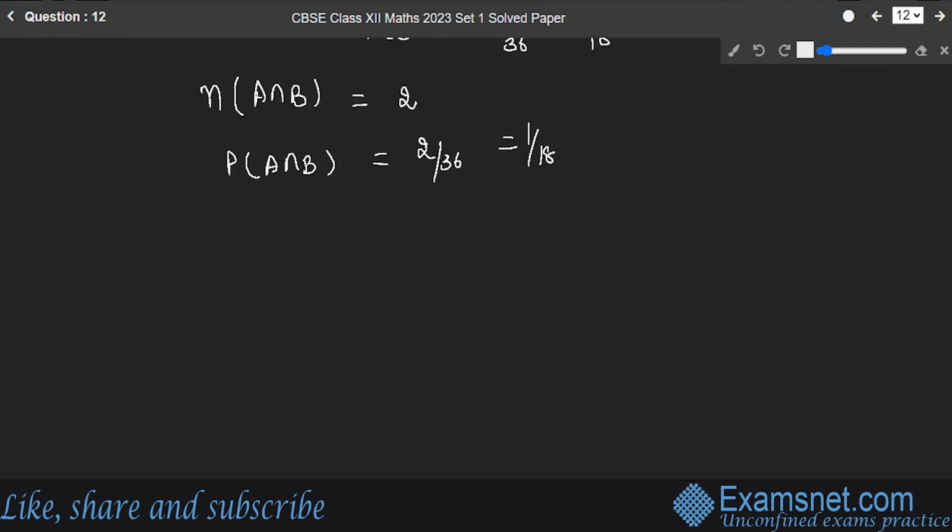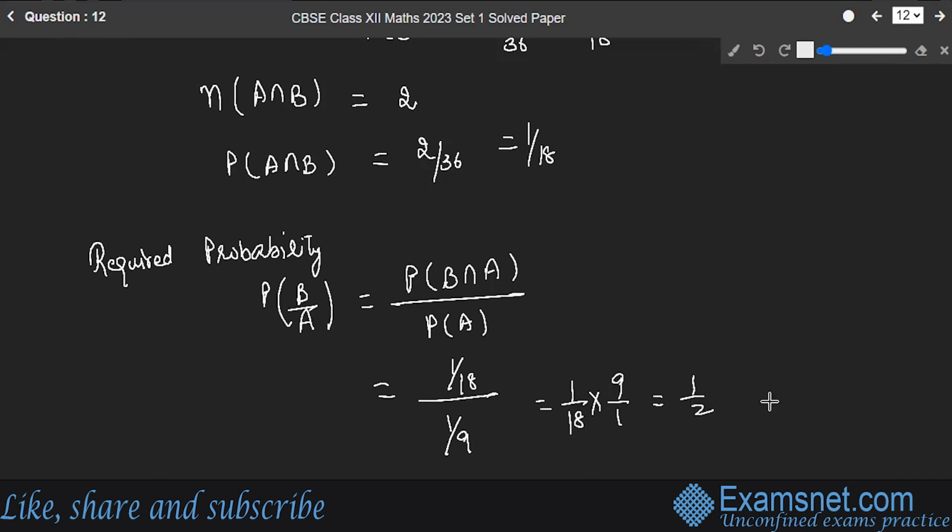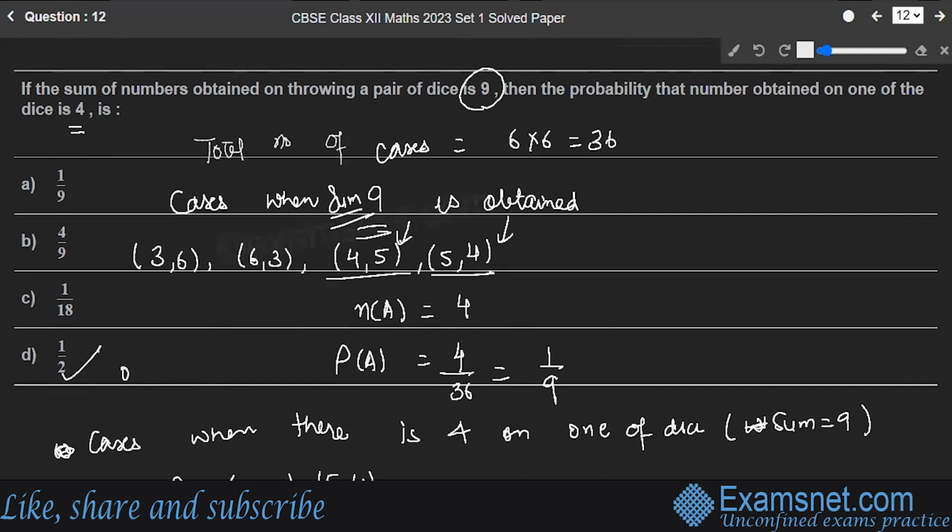Now, the required probability which you had to find out was probability of B upon A. That is the probability of event B to happen given A. That is given by probability of B intersection A, or A intersection B, divided by probability of A. This is equal to 1 by 18, and probability of A was equal to 1 by 9. So this is 1 by 18 into 9 by 1, that is equal to 1 by 2. So you have option D as the answer.